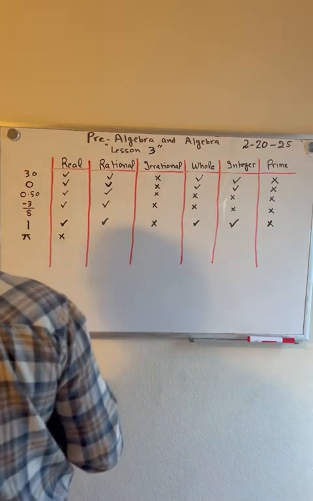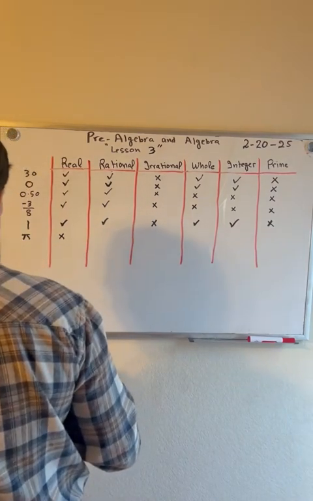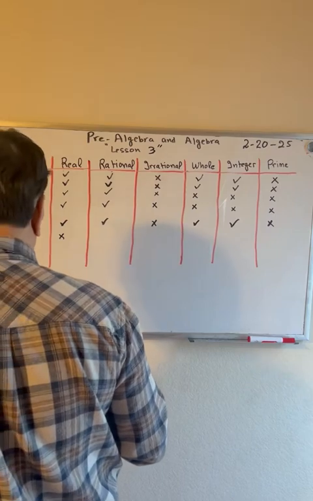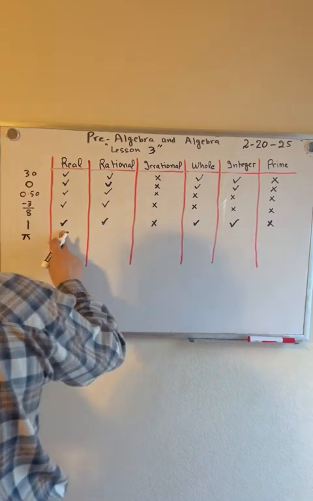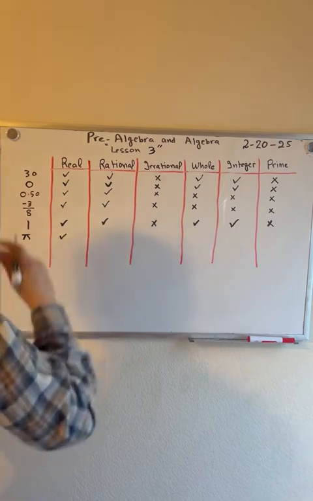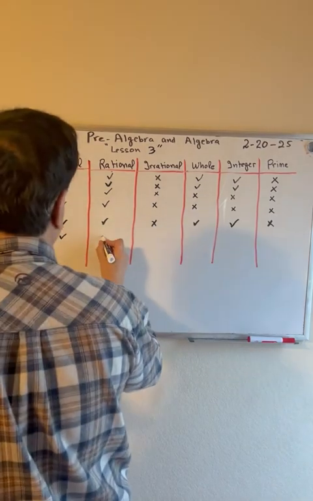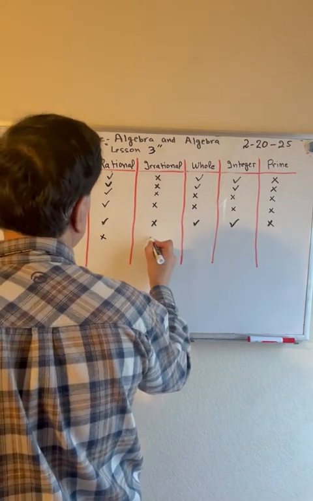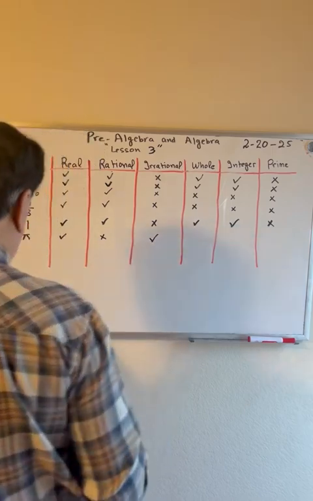Okay. Is it a rational number? No, I'm sorry. This number is real. Okay. 3.145 is real. Is it a rational number? No, it's not. It is an irrational number. Yes, it is an irrational number.